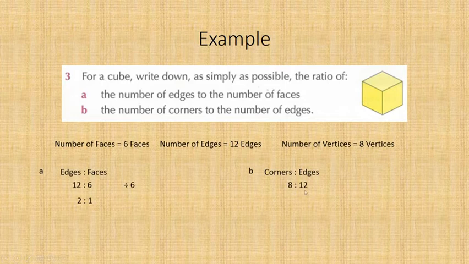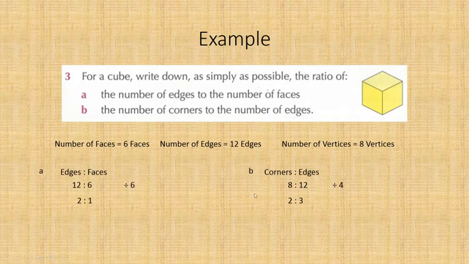Search for the times table that I can divide both 8 and 12 by. When I thought about it, it's 4. So when I divide both of them by 4, 8 divided by 4 is 2, and 12 divided by 4 is 3. So the answer is going to be 2 to 3. So this is the ratio.